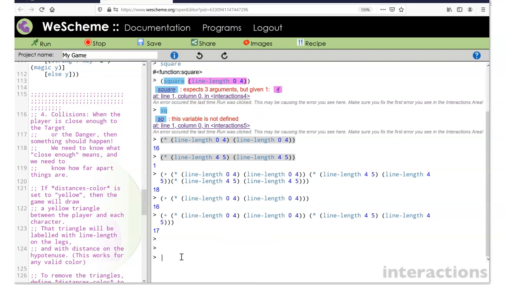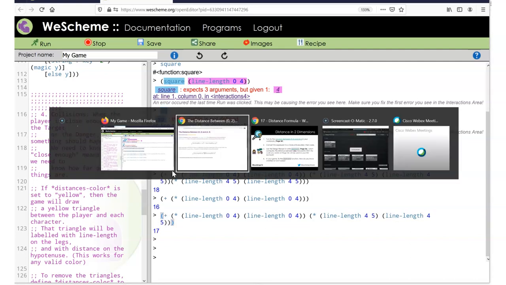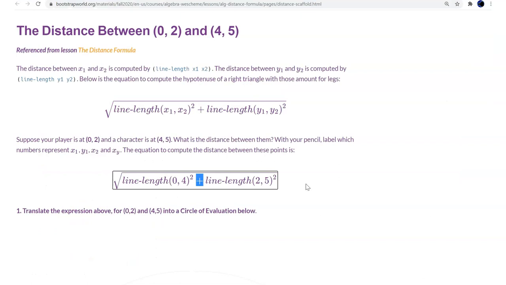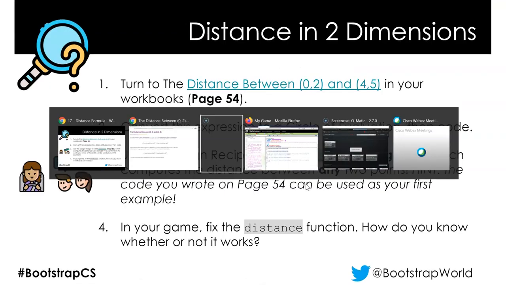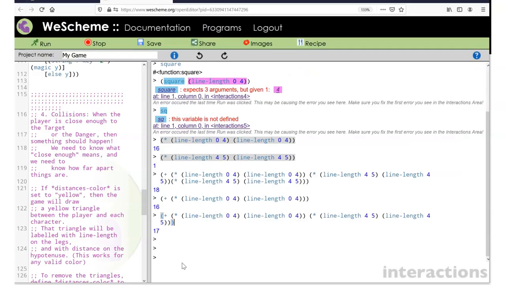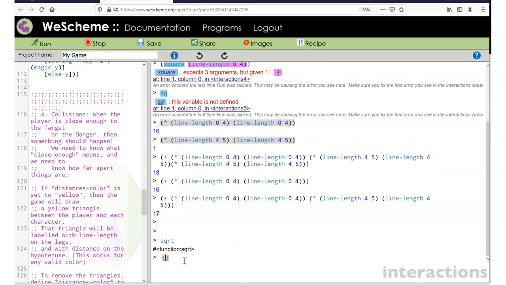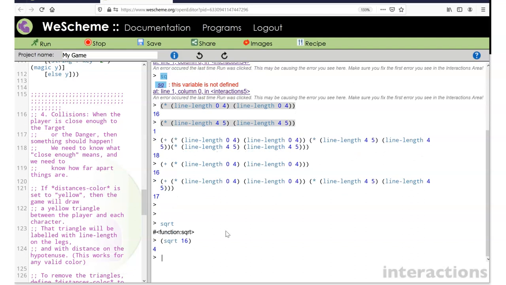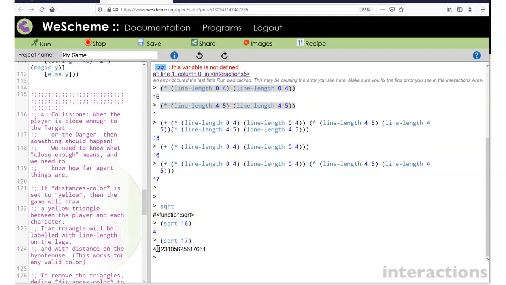Okay, so this was a test, right? That's 17. So that was the circle evaluation of everything except the square root. Do I have a square root function? I do. Let's test that with 16. If I put in 16, I should get 4. And square root, SQRT 16, I get 4. All right, what if I get 17? SQRT 17 is going to be a little more than 4, right? It is barely more than 4.